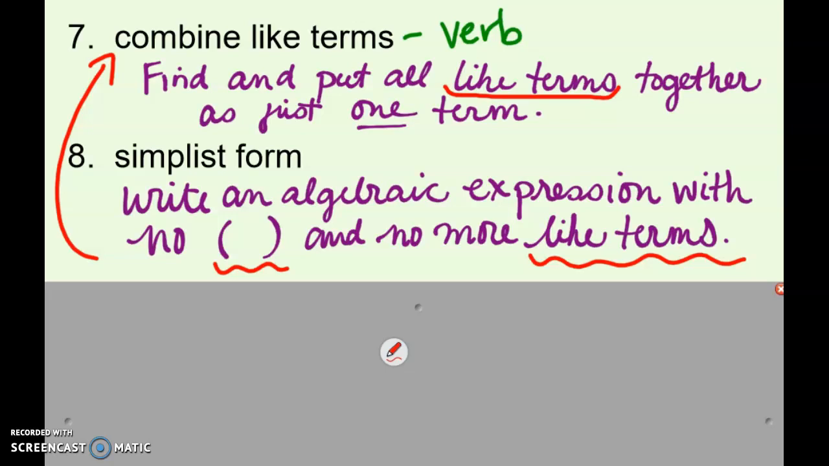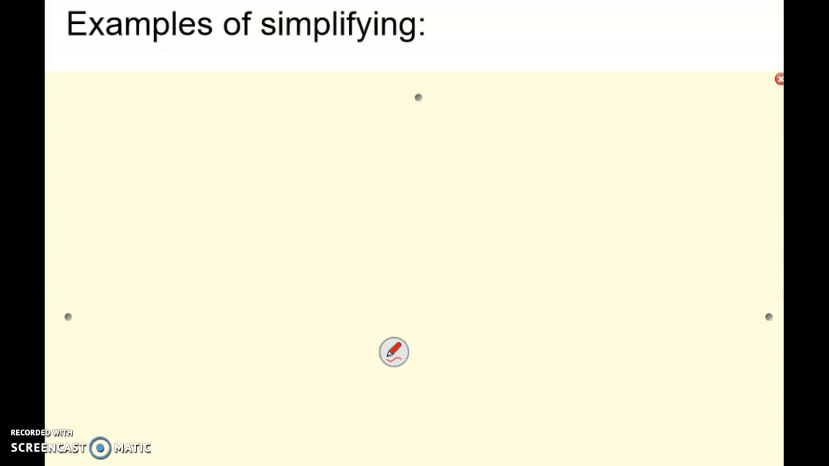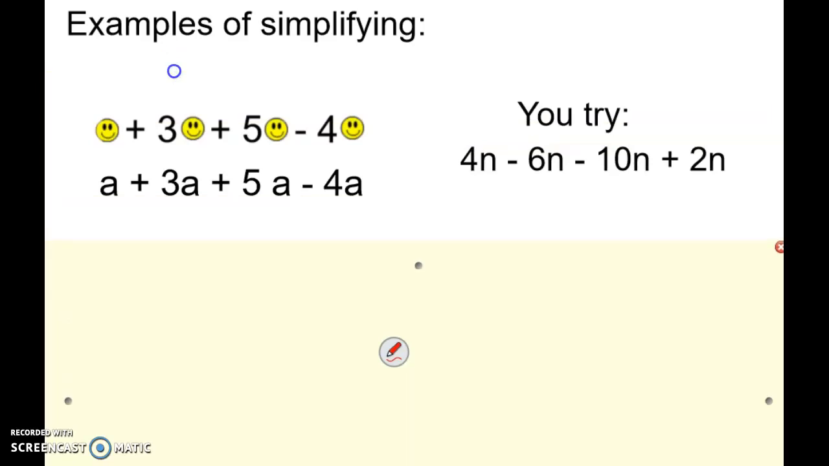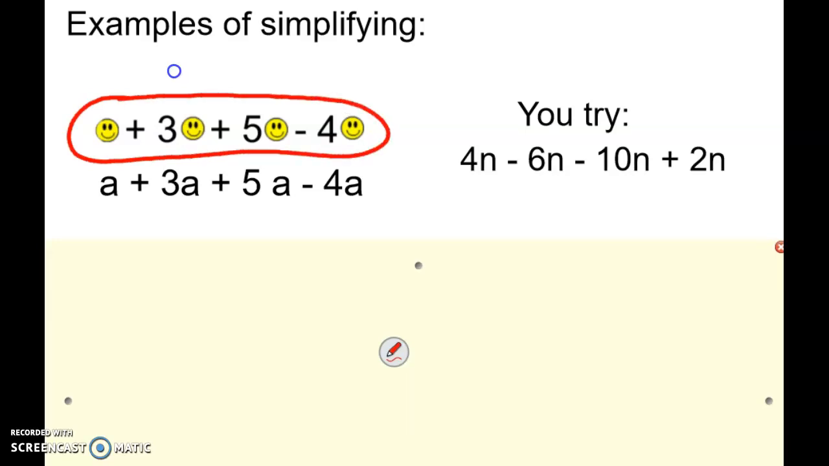Okay, all right, so here we go. Examples of simplifying. These are on your paper. Let's talk about them. Here's my first example. If I said something like this, you have a smiley face plus 3 smiley faces plus 5 more smiley faces, and then you take 4 of the smiley faces away. Maybe they're stickers or something. How many smiley faces do you have?